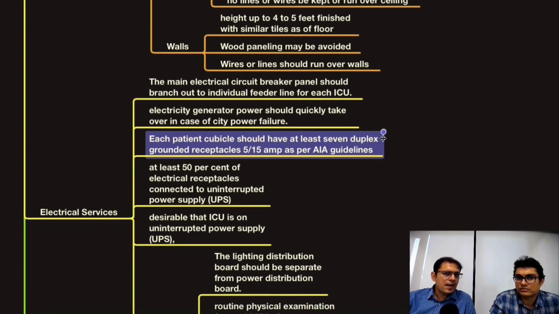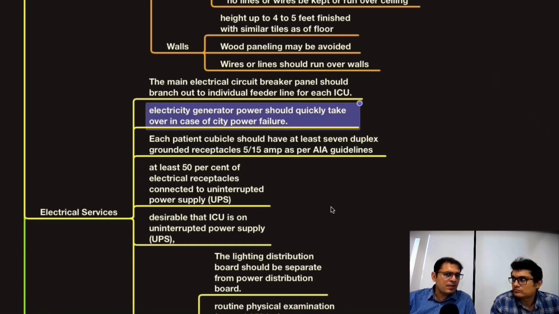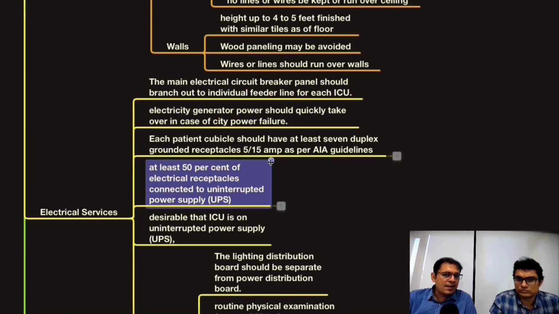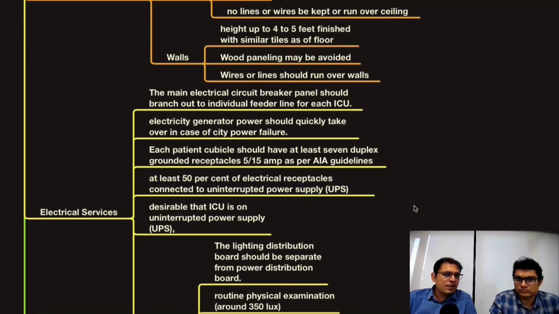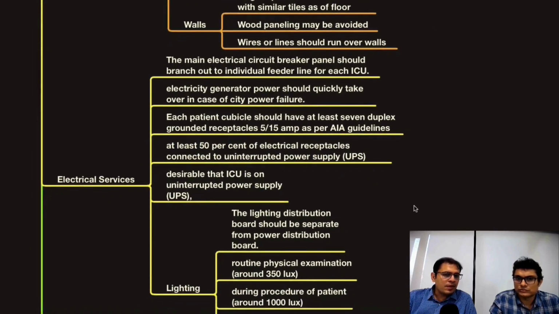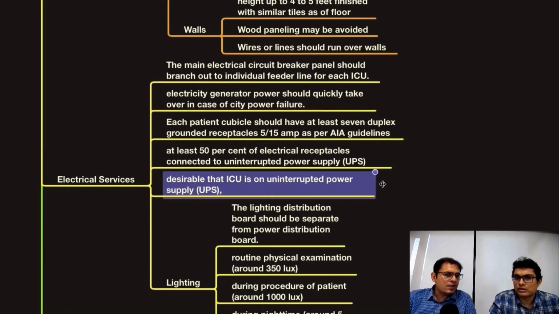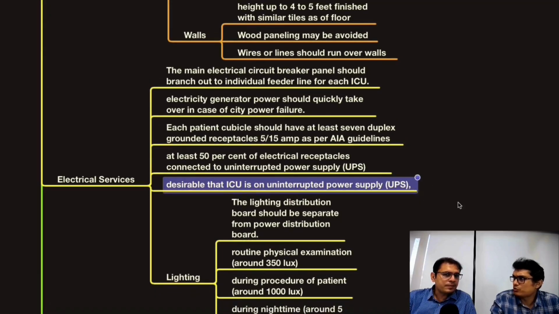Correct. Second is the electrical generator. You should quickly take over. There should be no transient in between. You should not stop. Each patient cubicle should have at least 7 to 10 duplex ground receptacles of 5 and 15 ampere as per guidelines. And almost 50% should be given to UPS. So these should again be color coded, which are on the UPS and which are not on the UPS. Especially the critical ones should be on UPS, right?